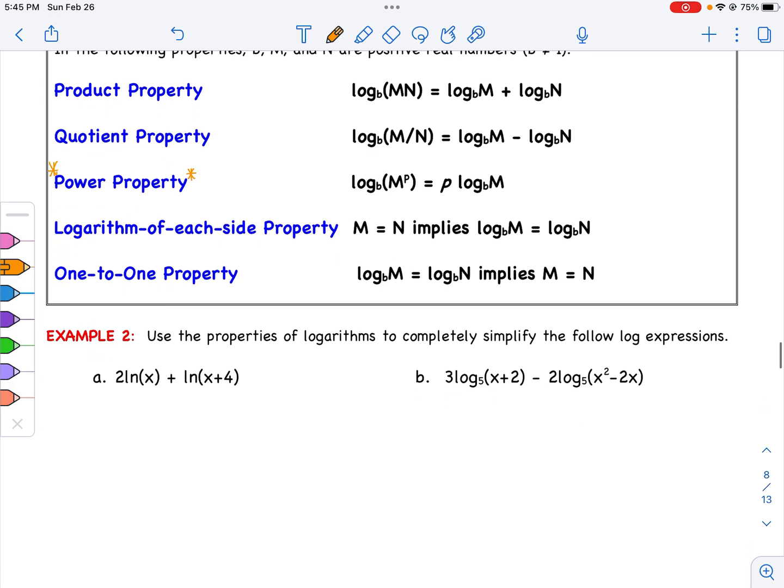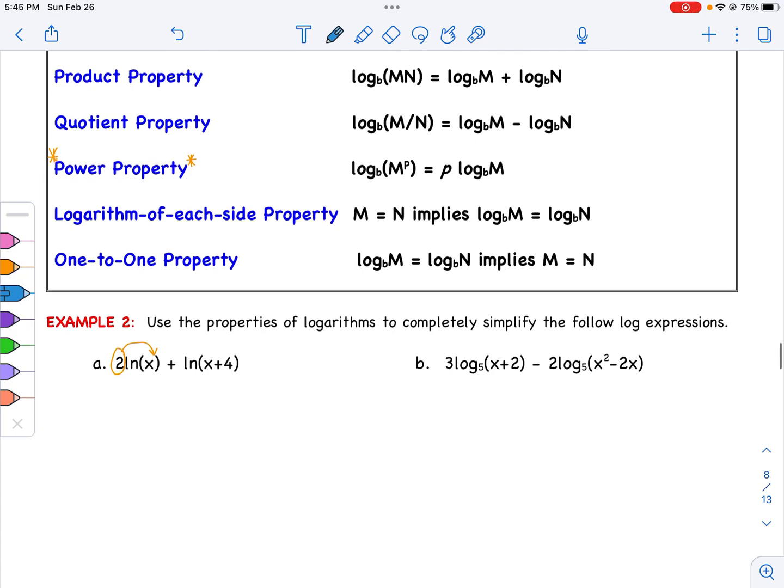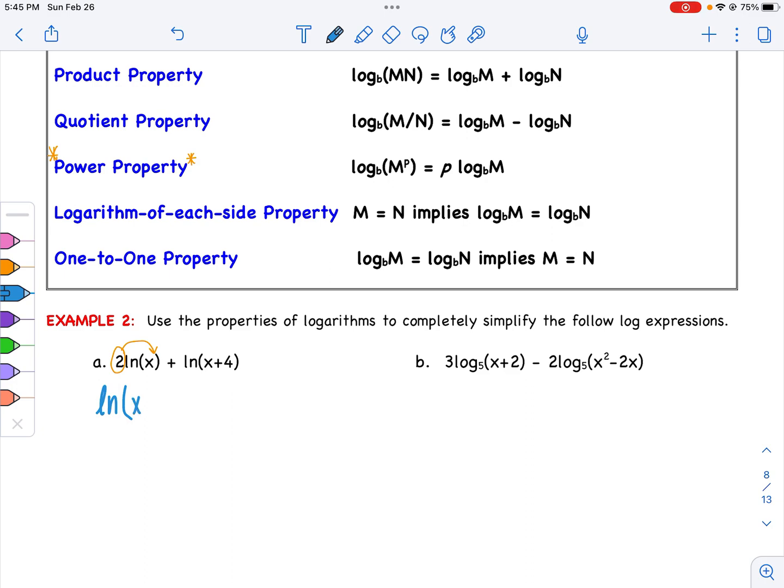So what I mean by that is, look at that 2 that was in the front. Now it becomes the exponent. That is going to be our first step. So it becomes ln of x squared plus ln of x plus 4. Now, because we're adding logs, that means I should multiply my arguments. So I'm going to multiply x squared and x plus 4. It's going to look like this. ln x squared times x plus 4.